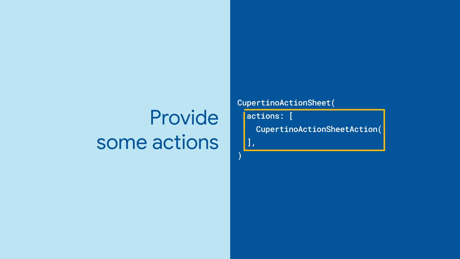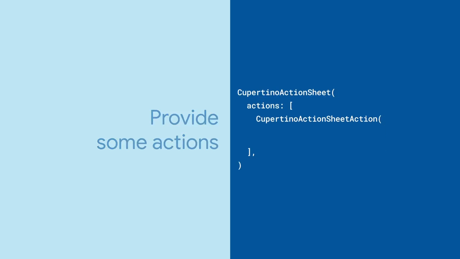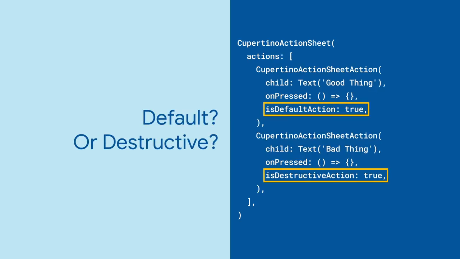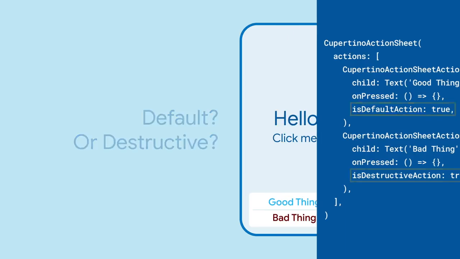These are given as CupertinoActionSheetAction widgets, and they look a whole lot like buttons. Just like a button, a CupertinoActionSheetAction takes a child widget, usually the button's text, and an onPressed callback which specifies what to do when the action is selected. You can also set the isDefaultAction and isDestructiveAction options, which will style it bold or red respectively.